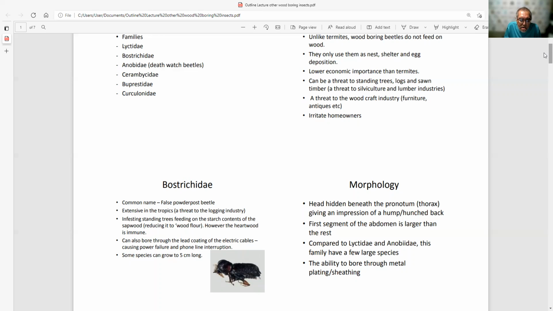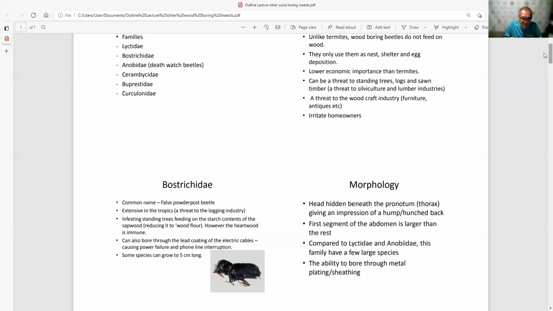It could be internet cables, it could be fiber optics, it could be traditional wiring, and so on. And some species can grow up to 5 centimeters long. Like I said, there are even beetles that can grow up to 8 inches long. 8 inches long. 5 centimeters is only 2 inches. So 8 inches can be 4 times as long.